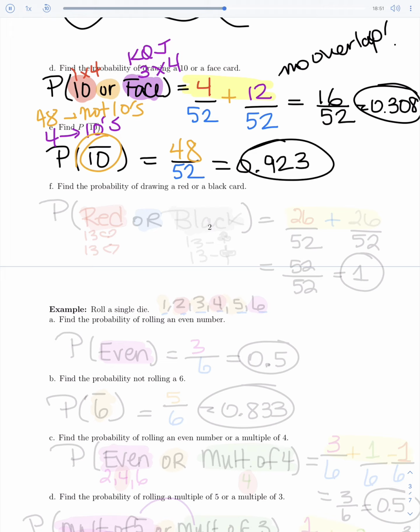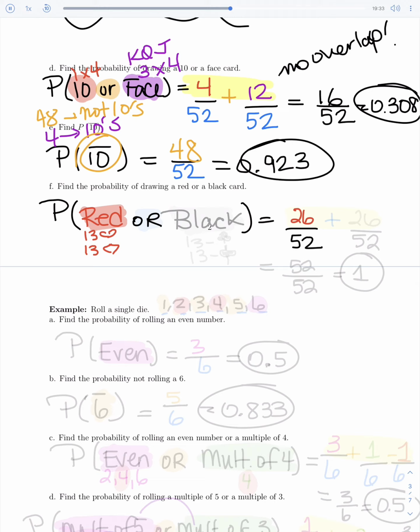Okay, and we're done. Let's try one last one. Find the probability of drawing either a red or a black card, and let's see how that goes. Let's take a look at the red first. There are 13 hearts and 13 diamonds, for a total of 26 out of the 52 that are red.